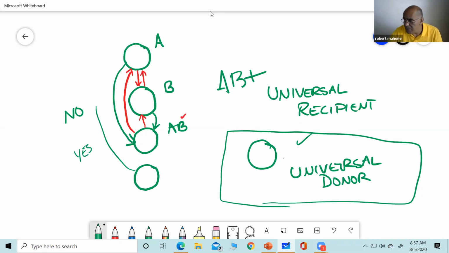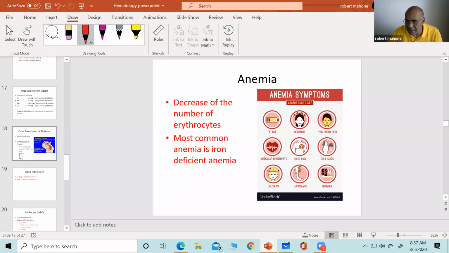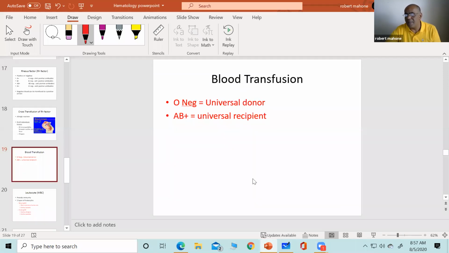And in your PowerPoints, I'm almost positive that that's red. There it is. O negative is a universal donor. AB positive is a universal recipient. Have that in your notes.